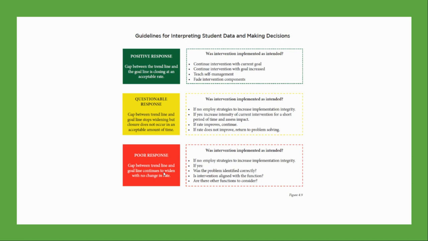Now, if a student is having that poor response, meaning that the gap between the trend line and the goal line continues to widen with no change in rate, then again, always starting with, was the intervention implemented as intended? If no, they're going to employ strategies to increase implementation integrity. If yes, then they're going to answer, was the problem identified correctly? Is the intervention aligned with the function? And are there other functions to consider?